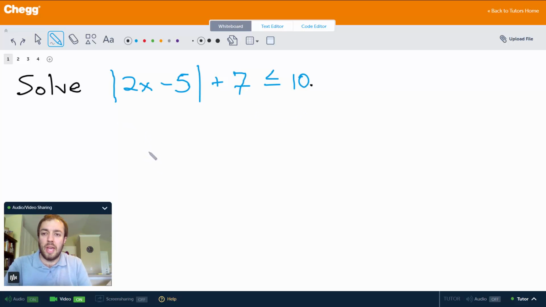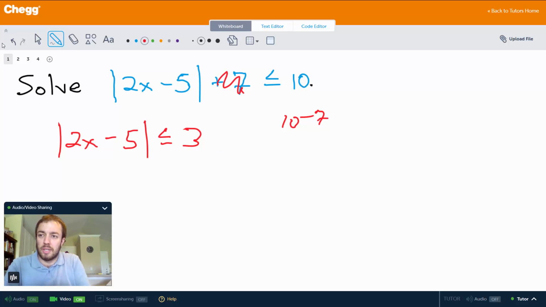Okay, so when we have absolute value inequalities, the very first thing that we want to do is isolate the absolute value part. So just have the absolute value part all by itself on one side of the inequality and everything else on the other side. So what we want to do in this case is first subtract the 7 from both sides. So we get the absolute value of 2x minus 5 is less than or equal to 3, because if we subtract 7 from both sides, this 7 goes away, and then 10 minus 7 gives us the 3 over here. Okay, so that's what's happening there.